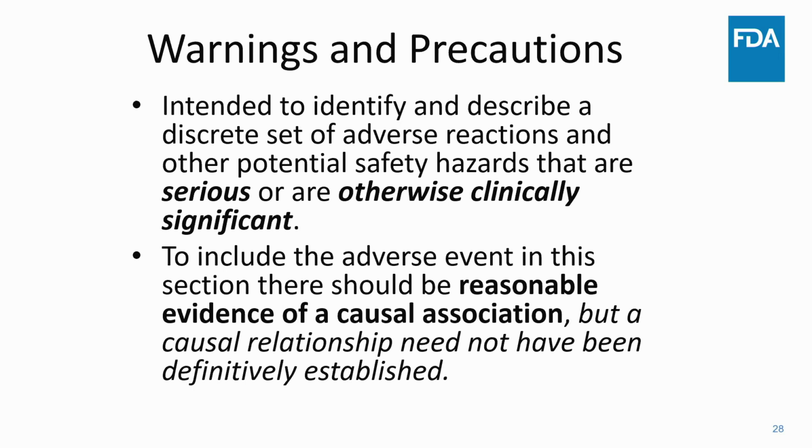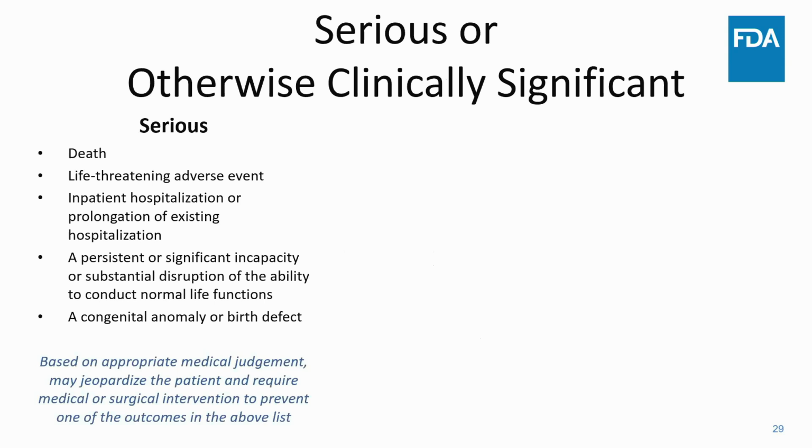A warning also has to be based not just on the seriousness of the issue, but on the causal association. So in order to add an adverse event to the warnings and precautions section, there should be reasonable evidence of a causal association. I do want to remark, it's really important to understand that that causal relationship doesn't need to be definitively established. It needs to be reasonable evidence of a causal association. And I don't take any of this lightly. I think adding a warning to labeling is a big deal. But if there is reasonable evidence and you have a serious adverse event, then it should be in the warnings and precautions section of labeling.